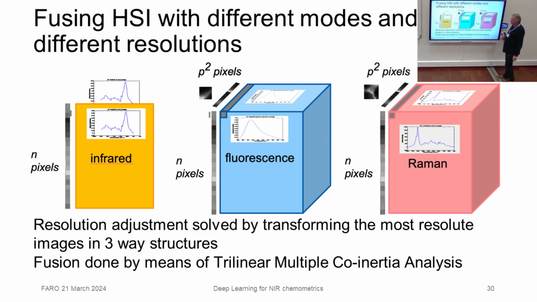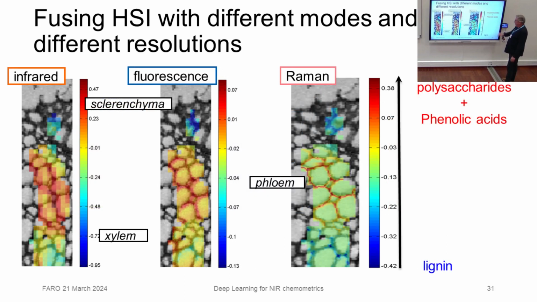And the trick the authors have used is they have taken the less resolute image, which was the infrared image, and aligned the other images to the same resolution, and that means that they have small images, and they have unfolded these images in a third dimension. Doing that, they have a common dimension here, and they were able to apply trilinear multiple coinertia analysis, and at the end, they have obtained score images for each of the modes in order to represent, here it was, xylem, phloem, etc.